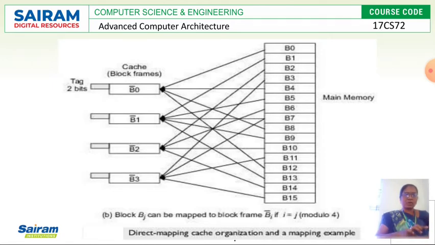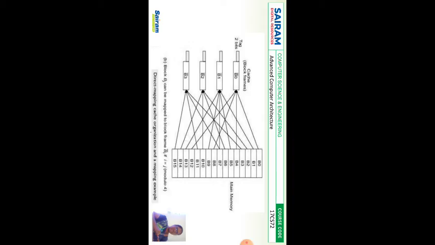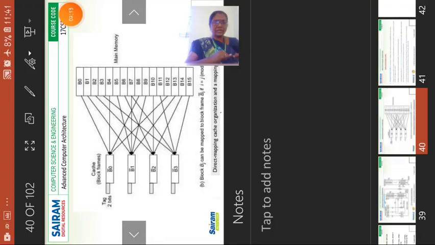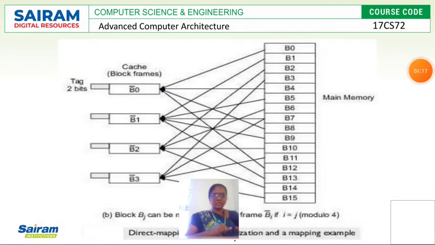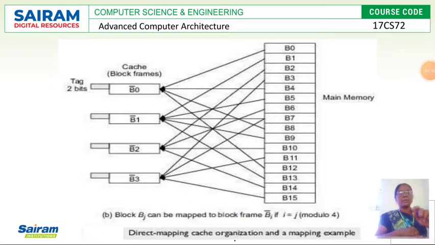These 16 blocks are divided into 4 modules. The first module is B0 to B3, the second module is B4 to B7, the third module is B8 to B11, and the fourth module is B12 to B15. Likewise, the main memory is divided into 4 different modules, with the blocks named B0 to B15. This is what is done in main memory.